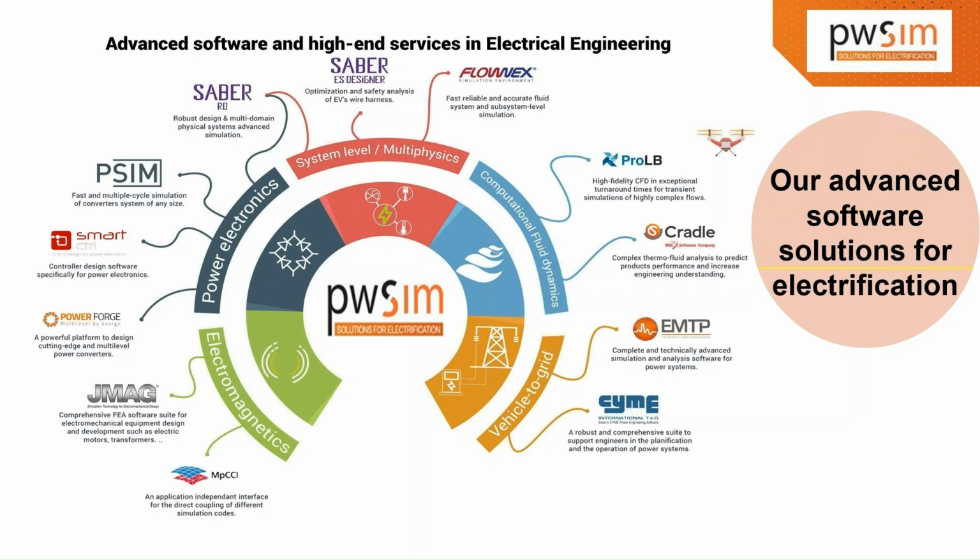Coming to the system level or multi-physics, we have Sabre AS Designer, which is basically for optimization and safety analysis of EV wire harness, and Flownex, which is used for fast, reliable, accurate fluid analysis in subsystem level simulation. Coming to the computational fluid dynamics domain, we have ProLB and Cradle, and related to grid integration, we have EMTP, a complete, technically advanced simulation tool for doing power system studies. And the last one is SIME, mainly for planning and operation of the power system.